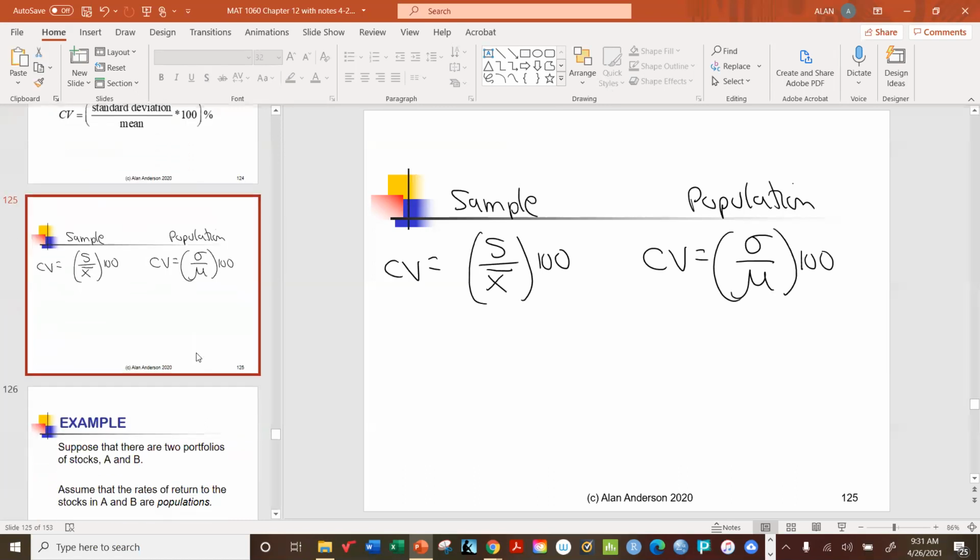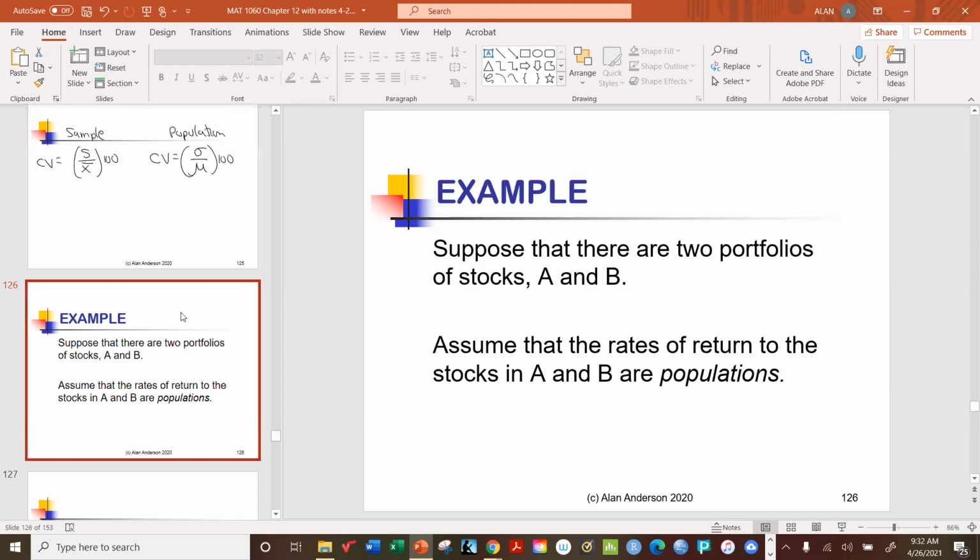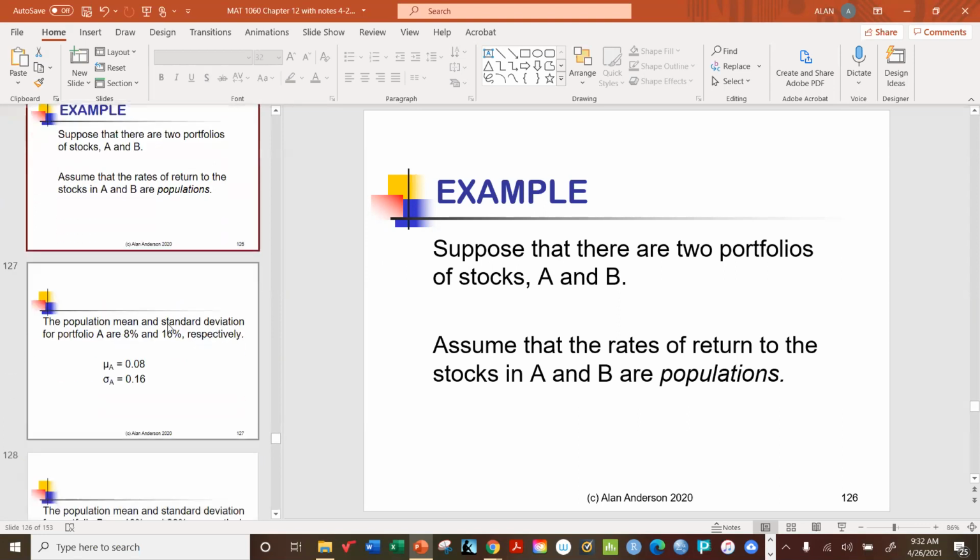All right, let's look at a case here. We've got two portfolios of stocks, A and B, and let's treat them as populations. And what we're going to do is calculate the CV, or coefficient of variation, for both of them. Okay, so let's treat them both as populations. And we're going to be given some information about their means and standard deviations. We won't have to calculate them ourselves. Let's put it that way.